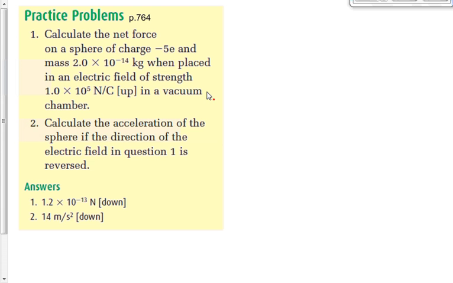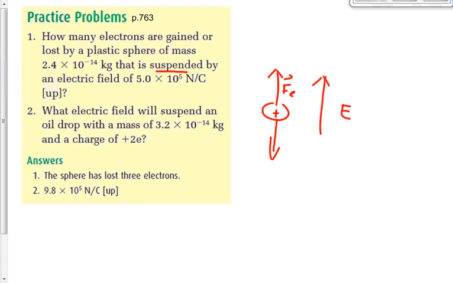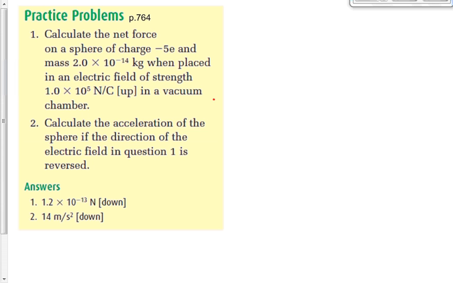So practice problems on 764, practice problems on page 763 if you haven't finished those. And of course, we've got the check and reflect questions that were assigned earlier today as well. That's it.